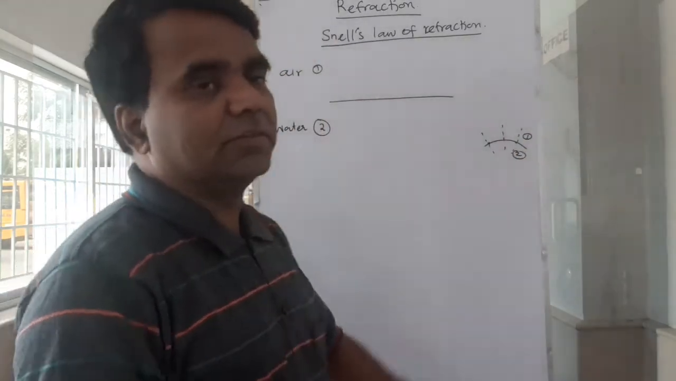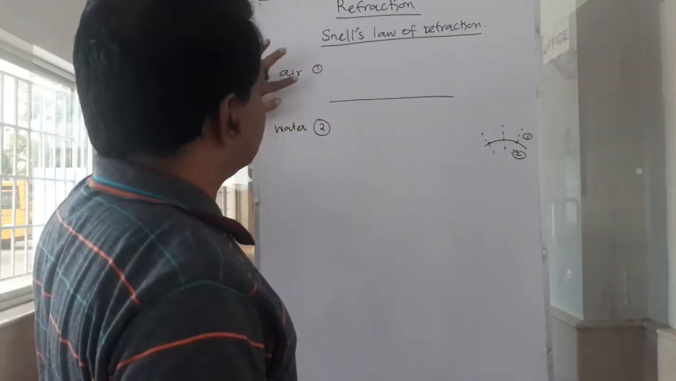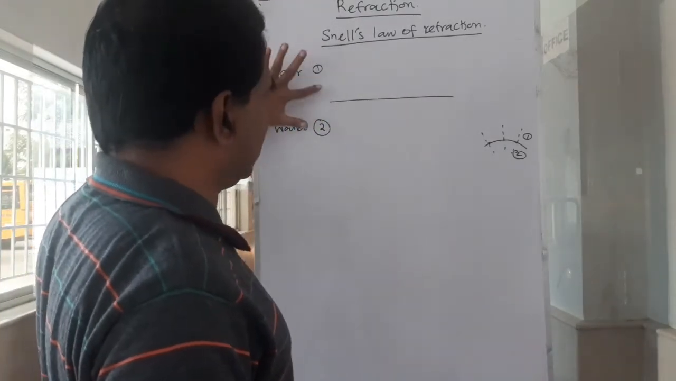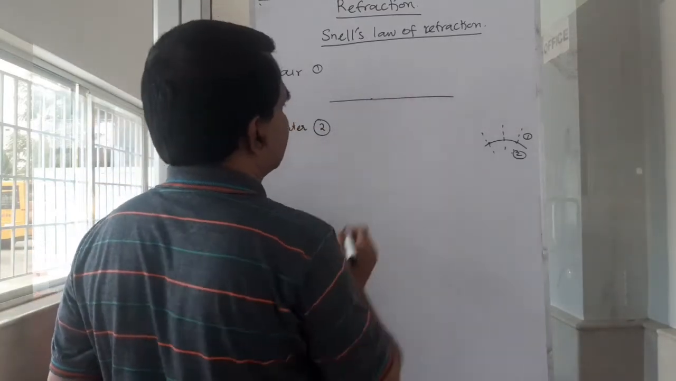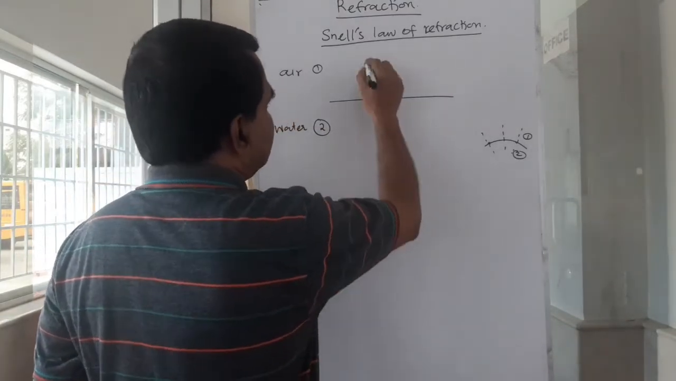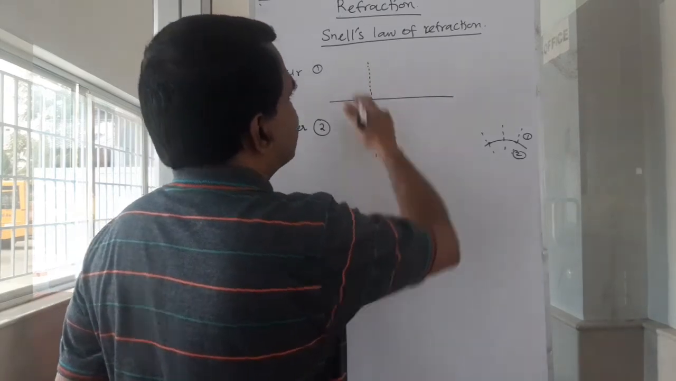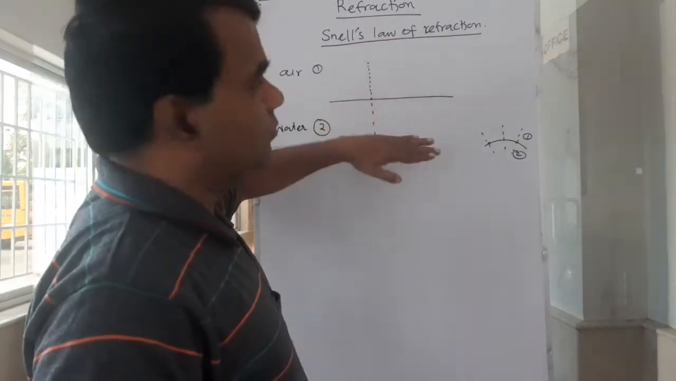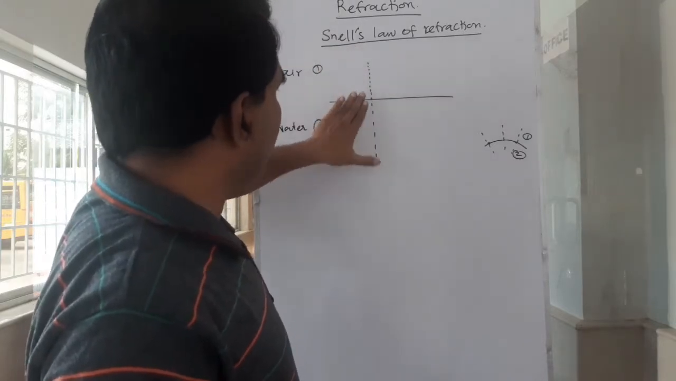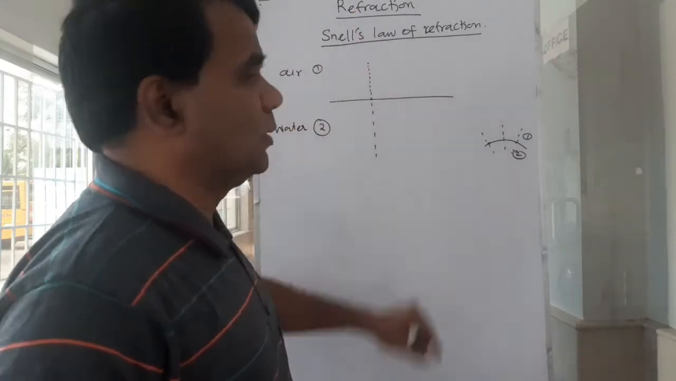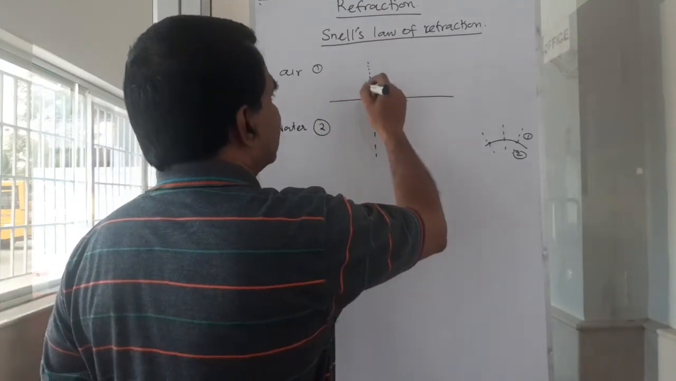Air is medium 1, water is medium 2. So if I take a point on the interface, then I can draw a normal, which is in medium 1 and also in medium 2. So this is a normal. Okay. Now there is an incident ray at this point where I have drawn the normal.